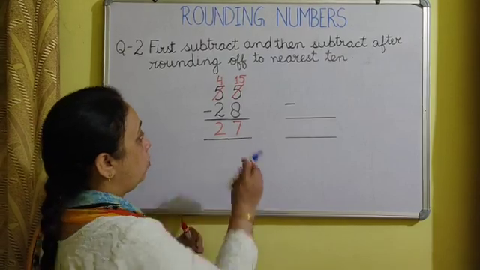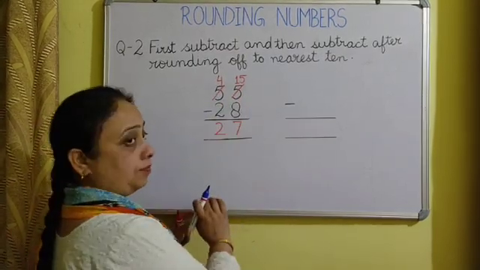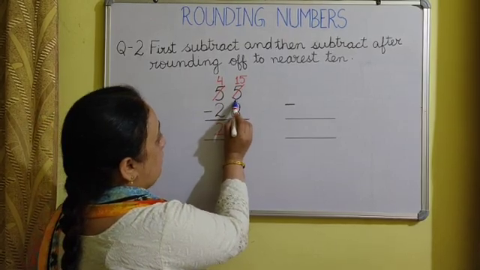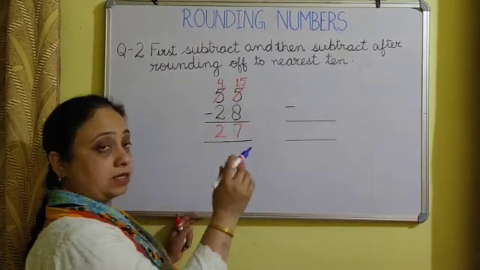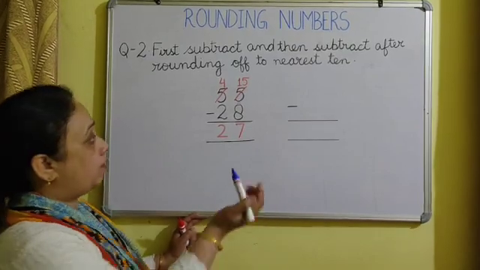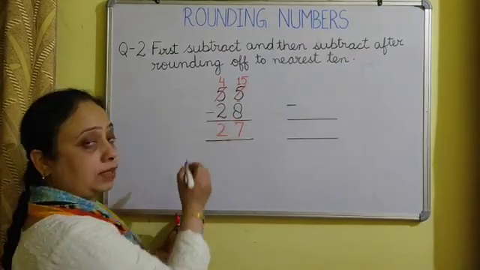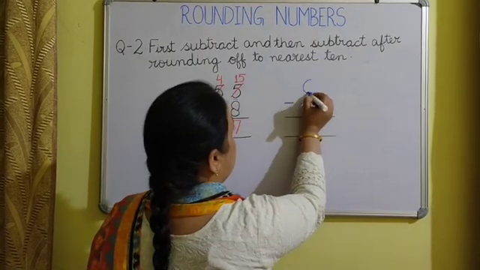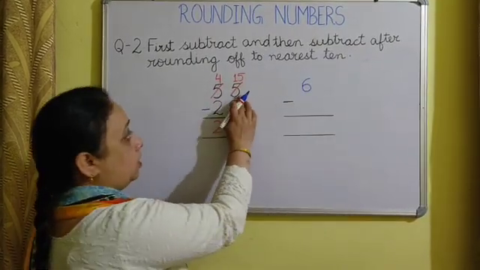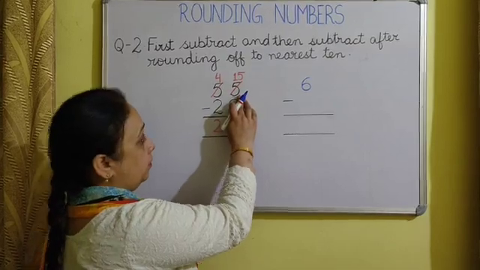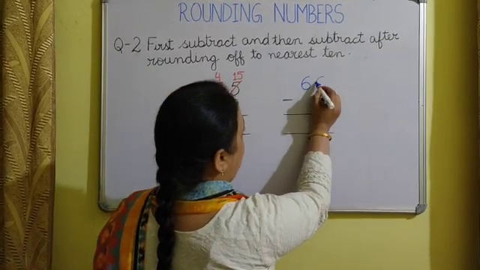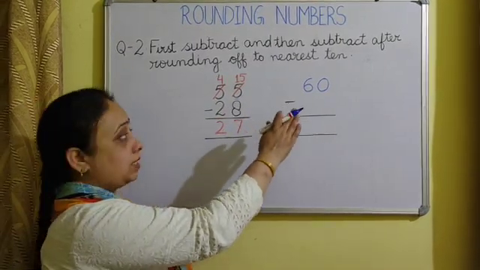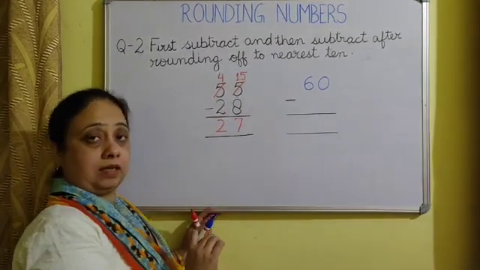Now we have to round off this 55. So look at the ones place here. This is 5, that is more than 4. So 1 will be added to the digit in the tens place. 5 plus 1 will be 6. And in place of the digit in the ones place, we will write 0. So 55 is rounded off to the nearest 10 and we get 60 here.